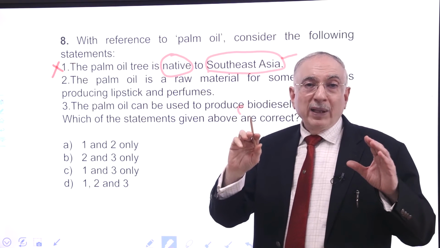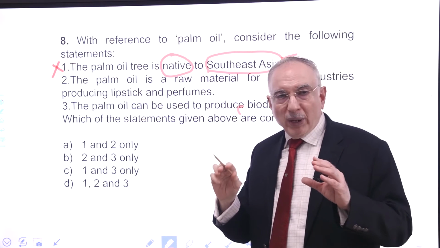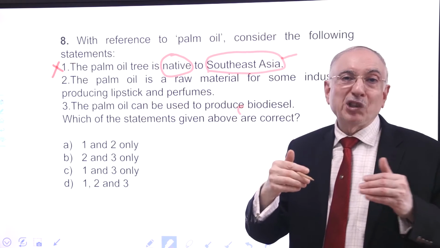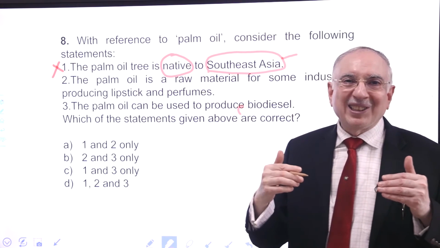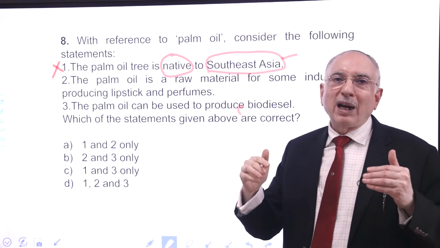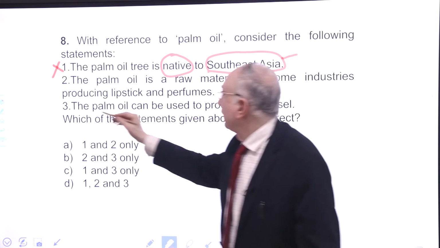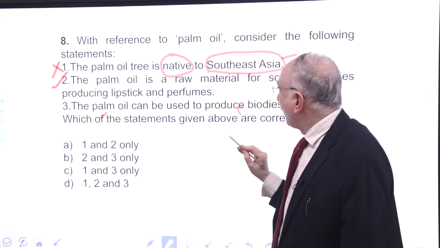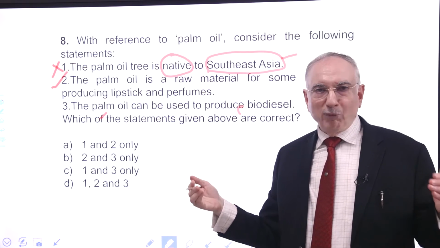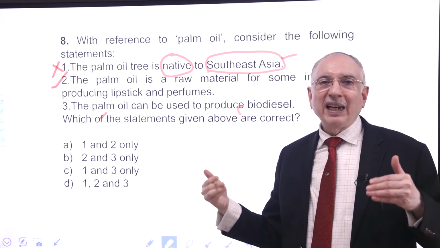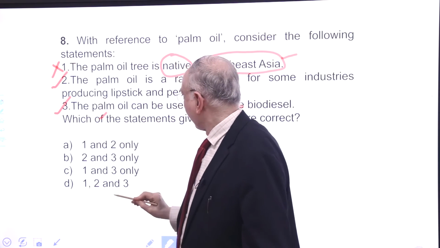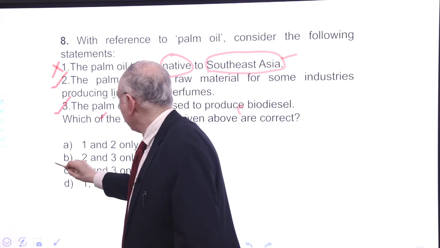According to the data, there is a large demand for palm oil in personal care products and perfumes, lipstick and cosmetics. The cosmetic industry, including lipstick and perfume, is a very big consumer of oil palm, and therefore this is the correct option. The palm oil can be used to produce biodiesel. Yes, palm oil is used. Many countries such as Brazil and even India can move to producing biodiesel. So this is the correct answer. So 2 and 3 are correct.